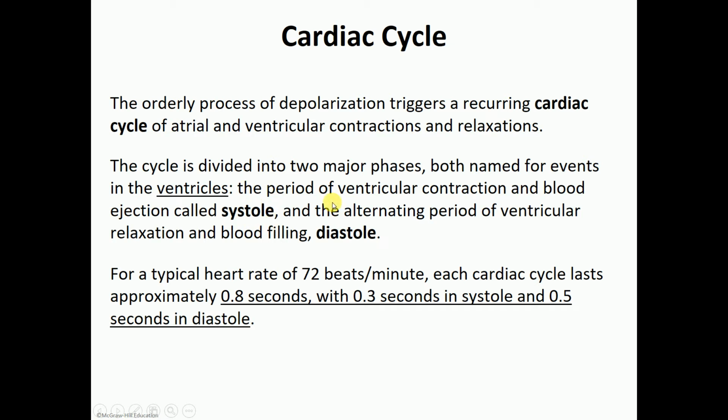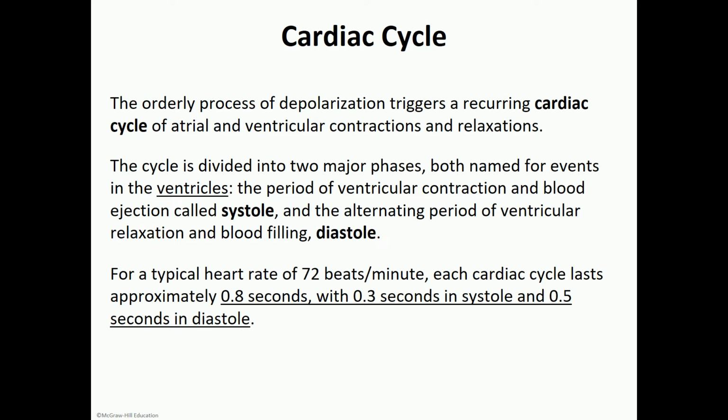And the second part of the cycle is when the ventricles relax and start filling up with blood, and that would be the diastolic part of the cardiac cycle. A typical heart rate ranges somewhere between 60 to 90 beats per minute, on average about 72.